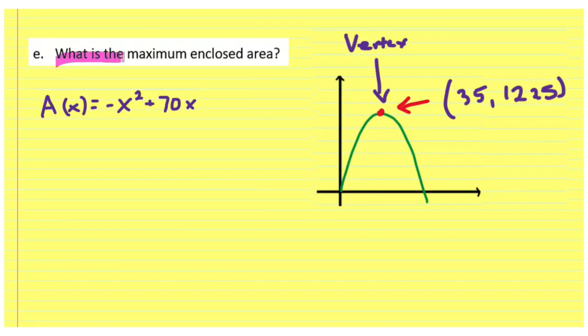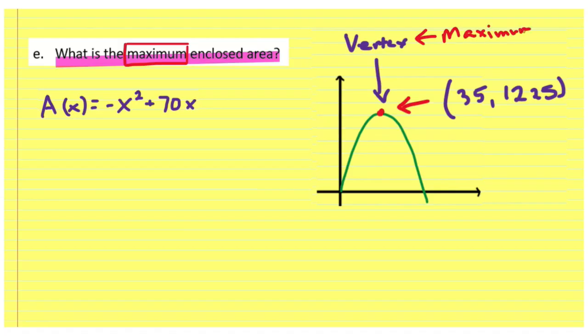Part E says, what is the maximum enclosed area? So we are getting down to the wire. We are now starting to ask, what is the maximum enclosed area of our garden? Well, we have to think about what this vertex means. This vertex represents a point that is a maximum point on this graph, right? It's a maximum point on the graph.